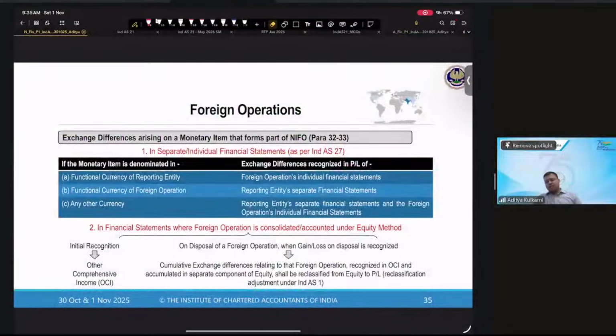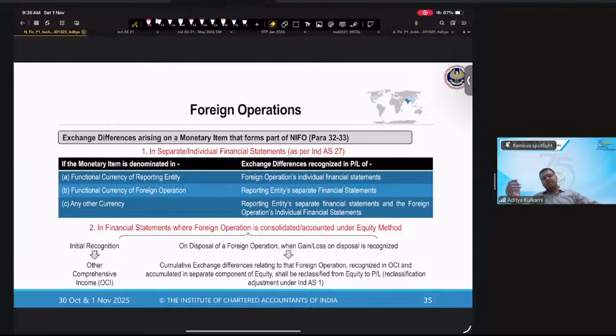Question: why is the exchange gain not taken to OCI rather than the P&L in standalone also, because in consolidation it is depicted correctly? See, in your standalone financials, ultimately there is a regulatory requirement that comes into play, right? You have temporarily chosen to give it as a loan. So you cannot negate the fact that this is a loan, right?